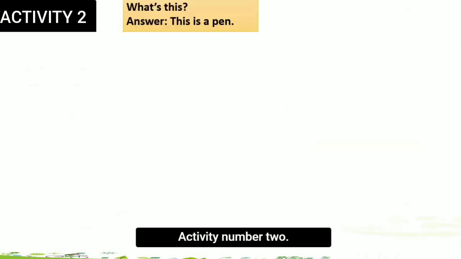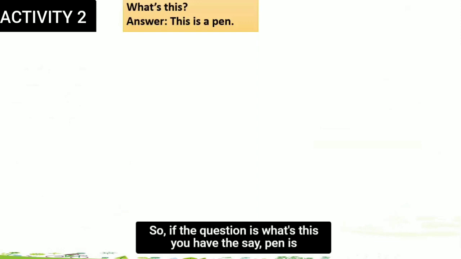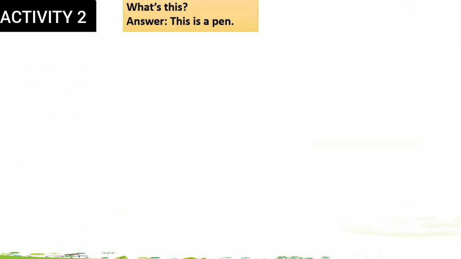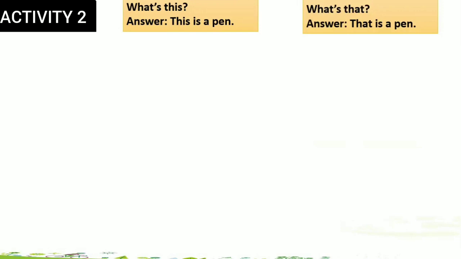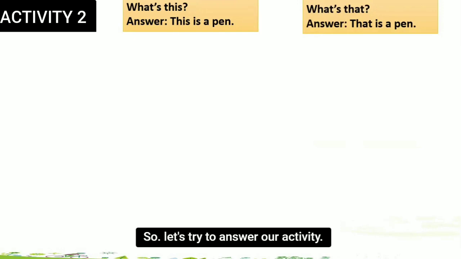Activity number two. Okay, so if the question is, what's this? You have to say, pen is just an example, you have to say, this is a pen. And then if the question is, what's that? So you have to say, that is a pen. So let's try to answer our activity.